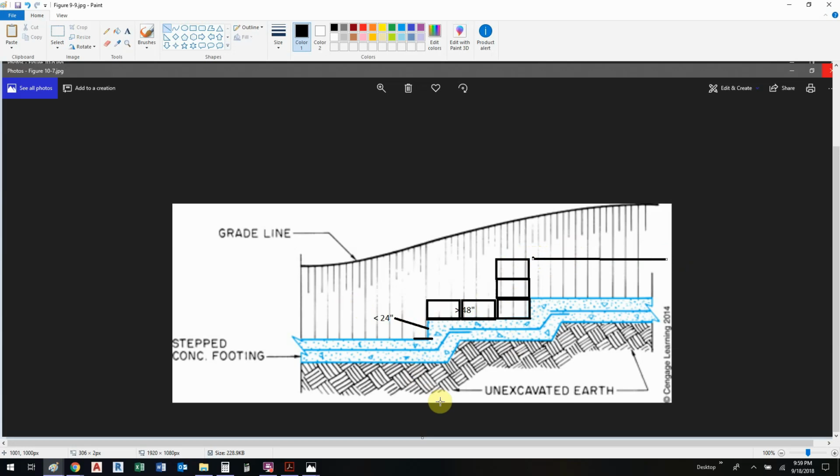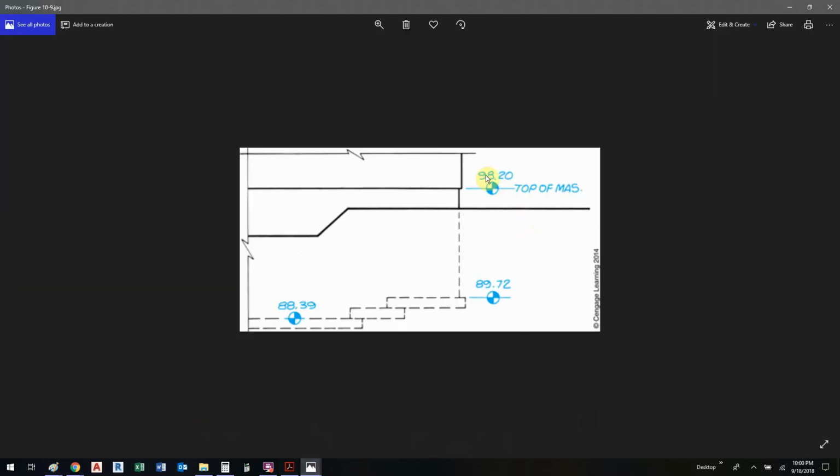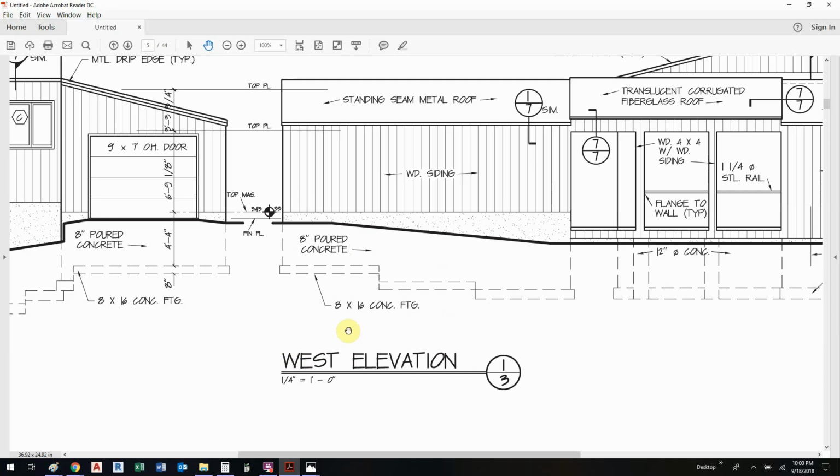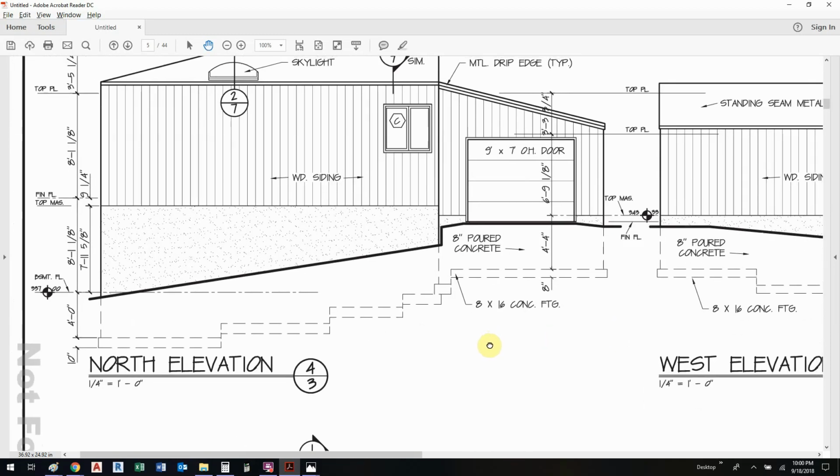Okay, so when we're looking on our plans now, we're starting to see something odd. It's starting to ask us all kinds of little questions like, what are these heights? They don't make any sense. So let's look at that for a second. Let's go over here to our site, and we're looking at the elevations. And we have an elevation marking here, top of masonry at 343.33.